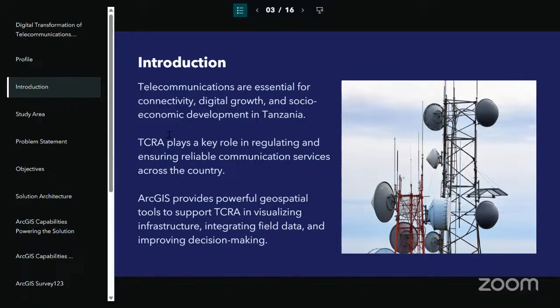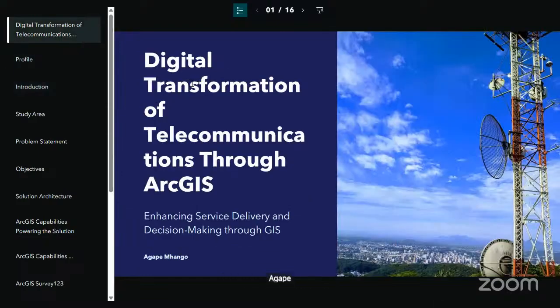Hello. Hi, Agape. Please unmute yourself. We can't hear you. Ah, good. We can hear you now. Sorry, Agape. Hello. You may have to start again. Okay, we didn't hear you. I'm really sorry for that. It's okay. Karibu sana. Okay.